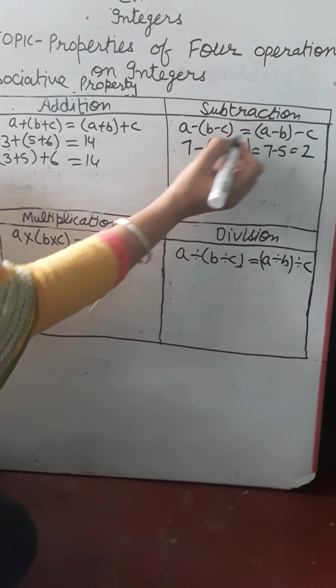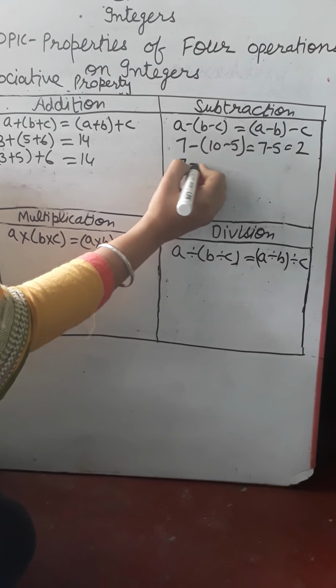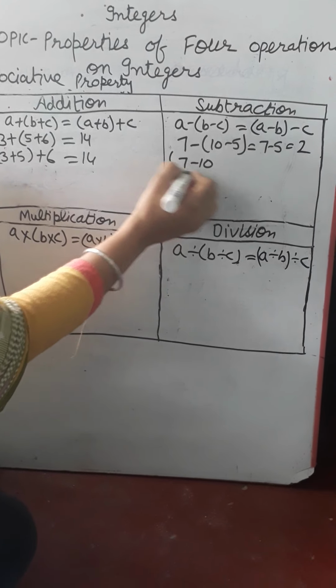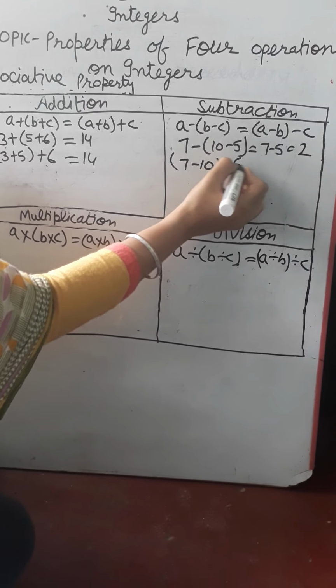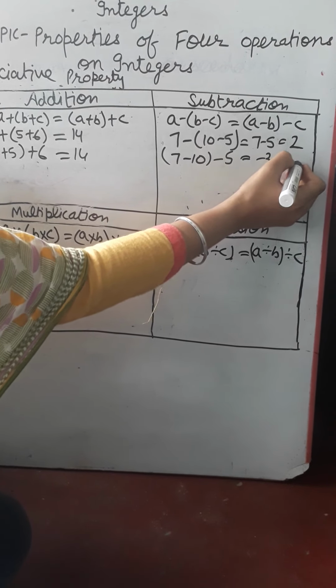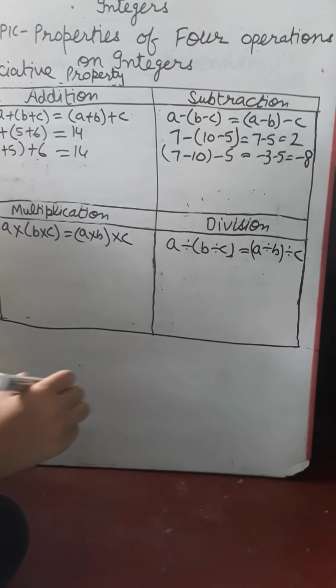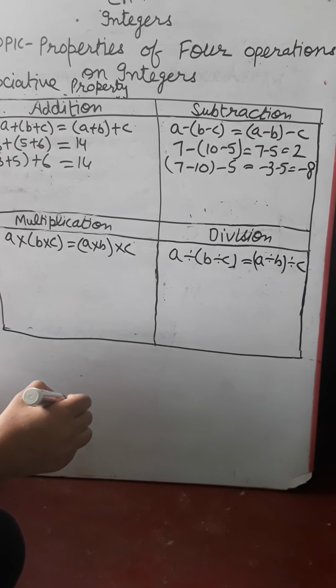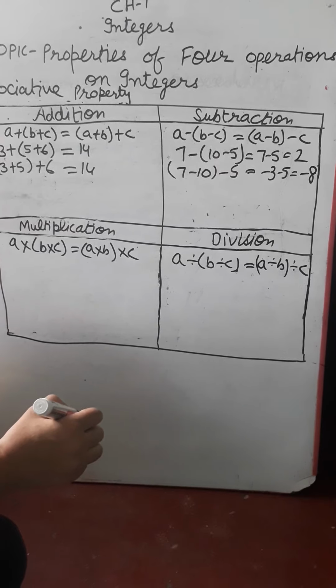On this side, if we subtract 7 minus 10 first, then minus 5. 7 minus 10 is minus 3, then minus 5, we will get minus 8. Both are not equal. So, subtraction is not associative for integers.